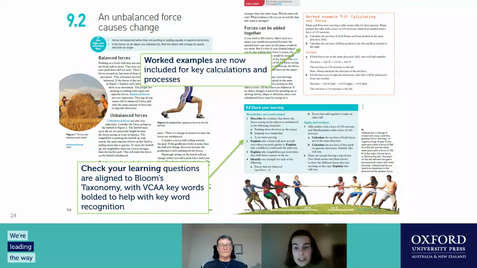The Check Your Learning questions are aligned to Bloom's taxonomy and they target curriculum outcomes. To help with keyword recognition, we've bolded all VCAA keywords in the Check Your Learning questions, as well as provided hints on how to answer certain questions to help with student understanding.